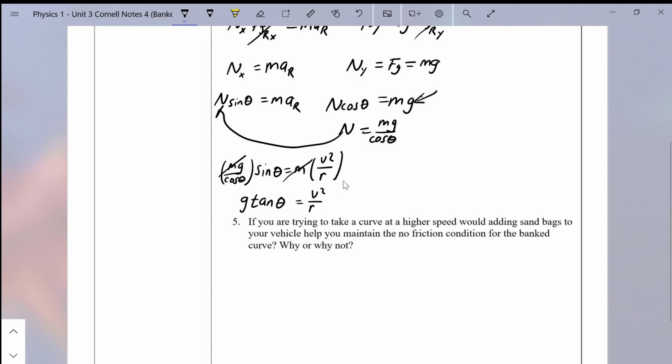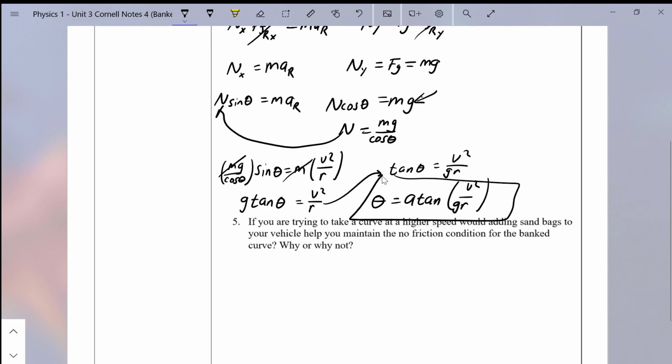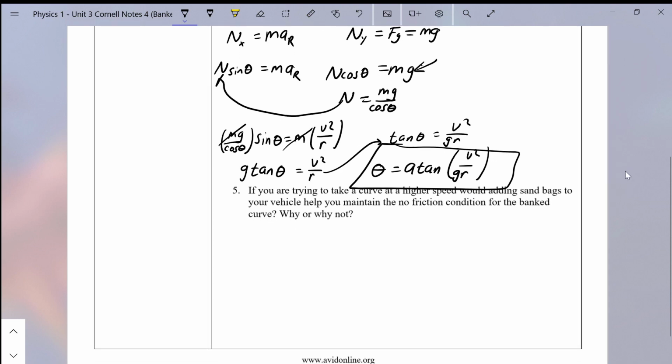So here, all I have to do is solve this for theta, and to do that, I divide through by gravity, and I get tangent theta is equal to v squared over g times r. And then taking the arc tangent gives me theta is equal to the arc tangent, or the inverse tangent, of v squared over g r. Here we have our expression that gives us our angle for the zero friction condition for a banked curve.